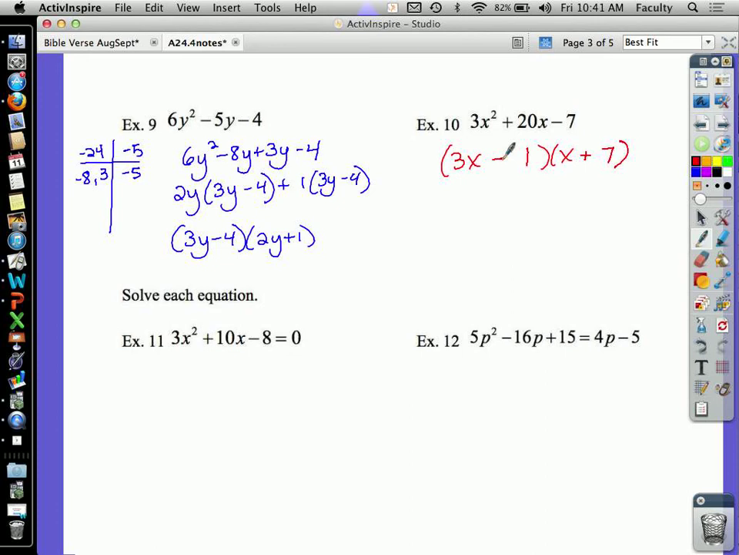So it doesn't matter if you have those two switched? No, it does not, because remember, A times B is the same as B times A.